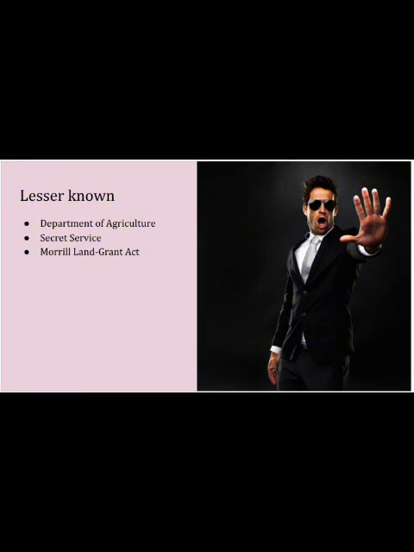Some lesser-known facts about Lincoln's presidency were that he actually founded the U.S. Department of Agriculture, the USDA, on May 15, 1862. It was established to provide leadership on food, agriculture, and natural resources. He also signed legislation that created the U.S. Secret Service. Lastly, he signed the Morrill Land Grant Act and gave states land to build colleges for the purpose of teaching agriculture, military tactics, and mechanic arts.